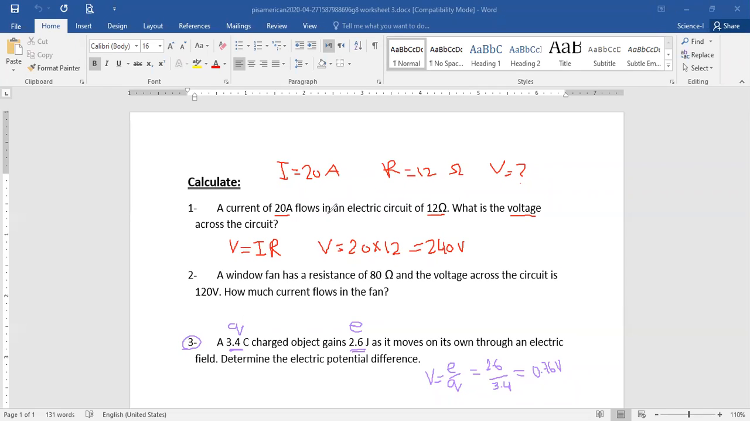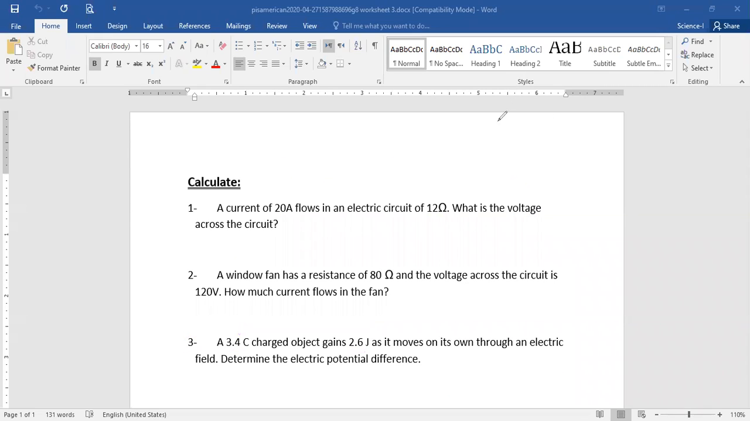So any hard question regarding problem number 1 and 3? Guys, no one? No. So let's pass now to question number 2.